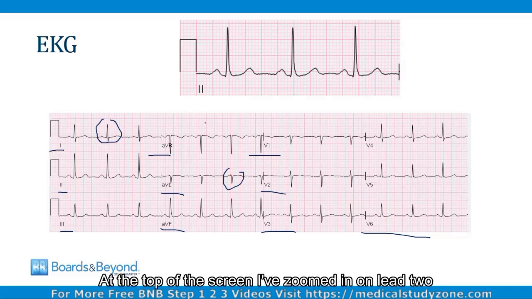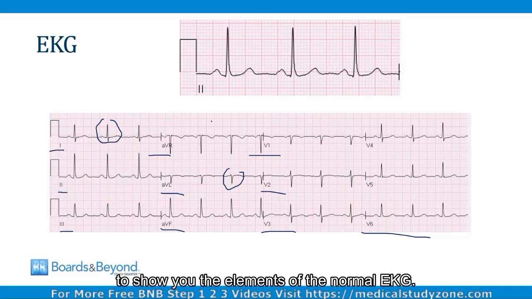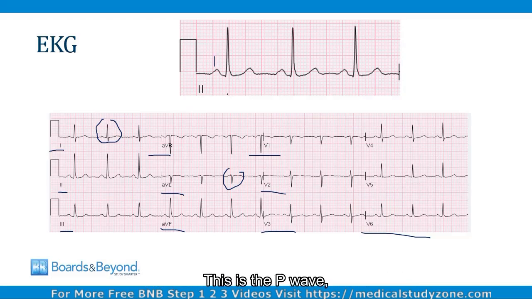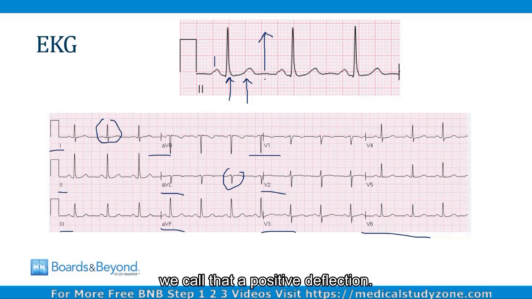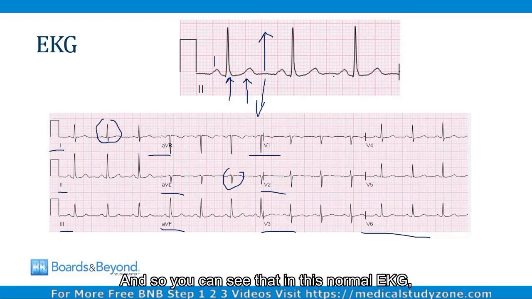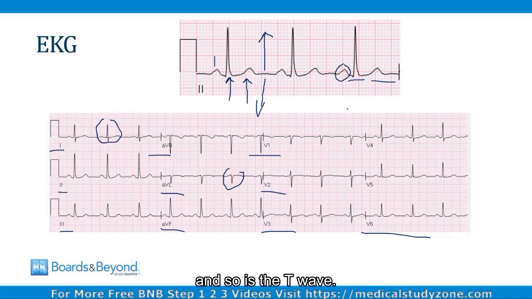At the top of the screen, I've zoomed in on lead 2 to show you the elements of the normal EKG. This is the P wave, this is the QRS complex, and this is the T wave. Anytime there is an upward deflection in this direction, we call that a positive deflection. And when there's a downward deflection like this, we call that a negative deflection. So you can see that in this normal EKG, the P waves are positive or upward, so is the QRS complex, and so is the T wave.